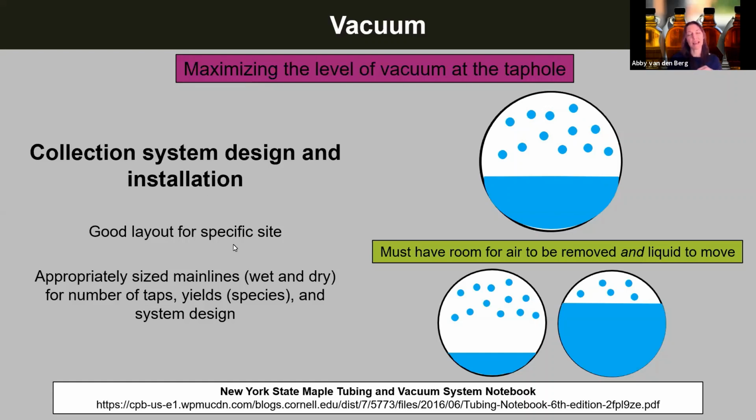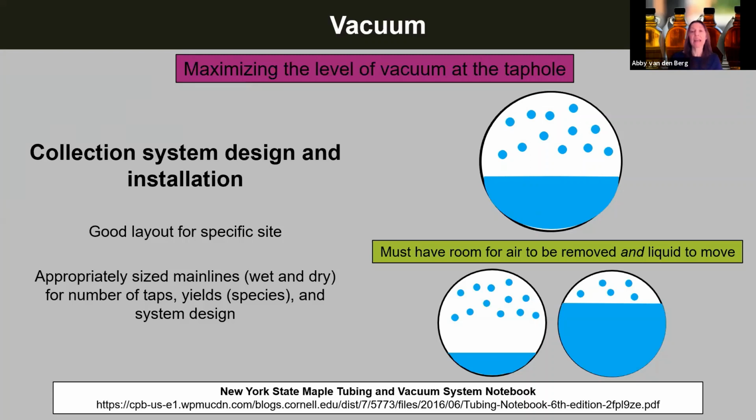But one of the biggest things that we often see overlooked, or maybe not quite as much care taken, is having appropriately sized main lines. This is something that can sometimes be pushed away because, oh, I've got this leftover 1-inch main line and I'll use it, things like that. But really, maximizing the level of vacuum at the tadpole begins with appropriately sized main lines.